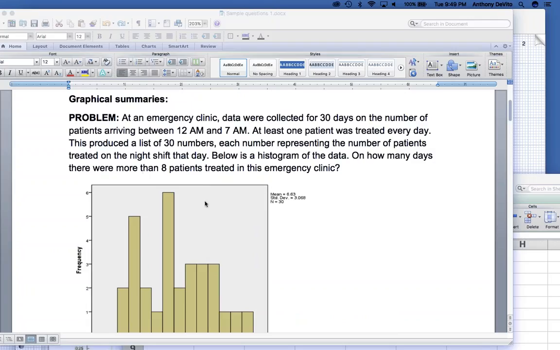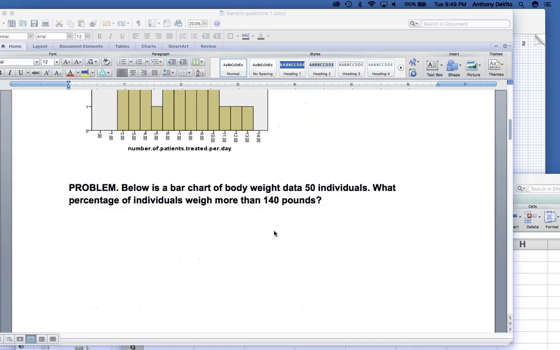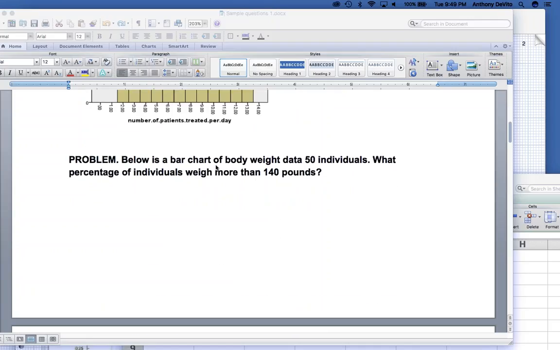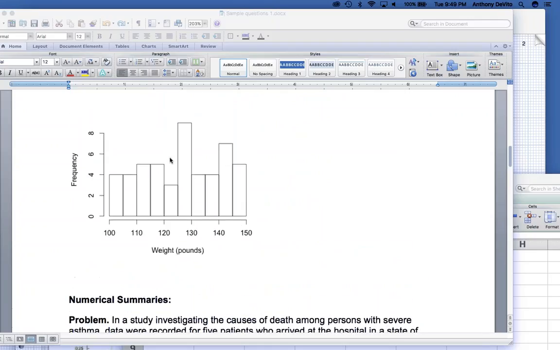So how many days were more than 8 patients? Well, I don't want 8. It says more than 8. So it would be 3 plus 3 is 6, and another 3 is 9. There were 9 days out of 30 where more than 8 patients came into the emergency room. Okay, if I look at the chart below, what's the percentage of individuals that weigh more than 140 pounds? There are supposedly 50 people here, I guess. That must be 10.